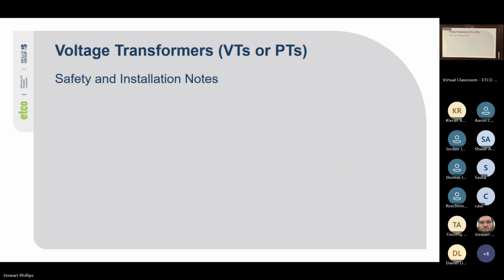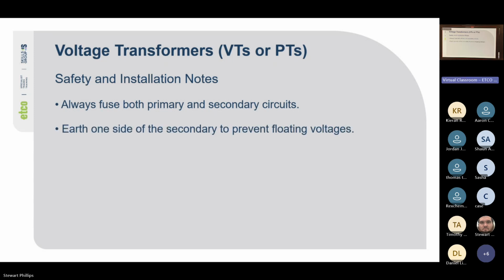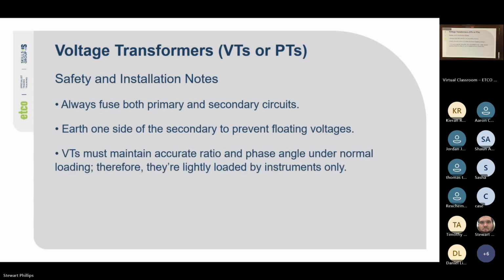Cool. The safety and installation notes. Always fuse both the primary and the secondary circuits. Earth one side of the secondary to prevent floating voltages. The VTs must maintain accurate ratio and phase angle under normal loading. Therefore, they're lightly loaded by instruments only.